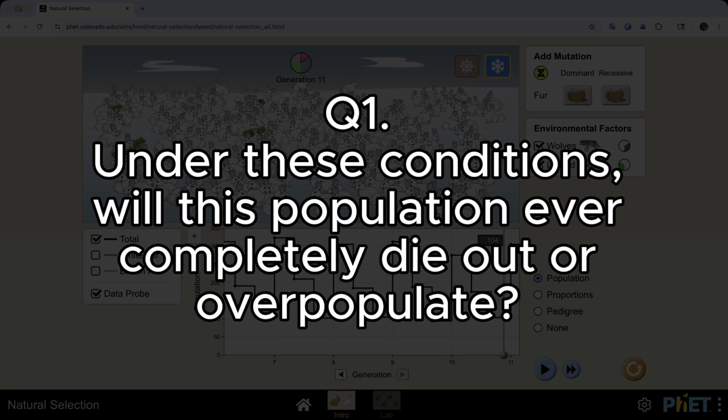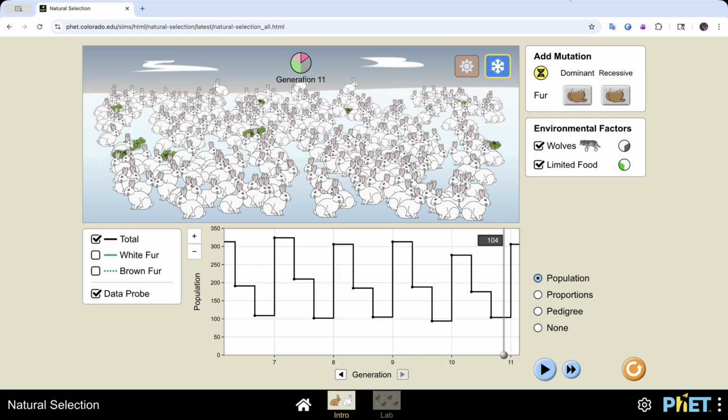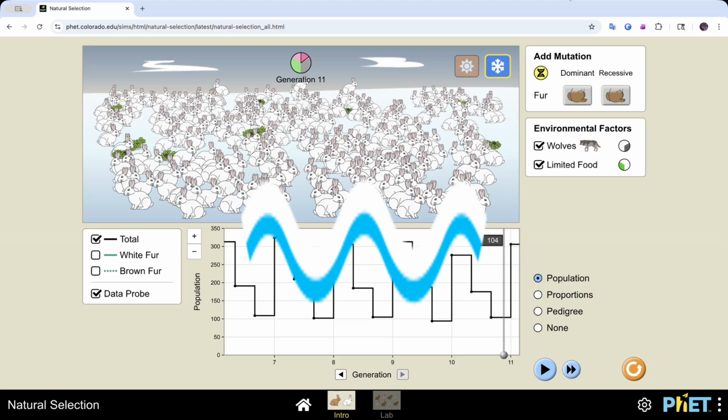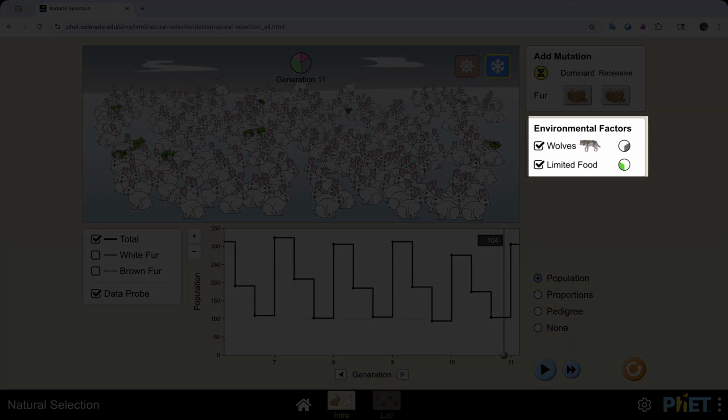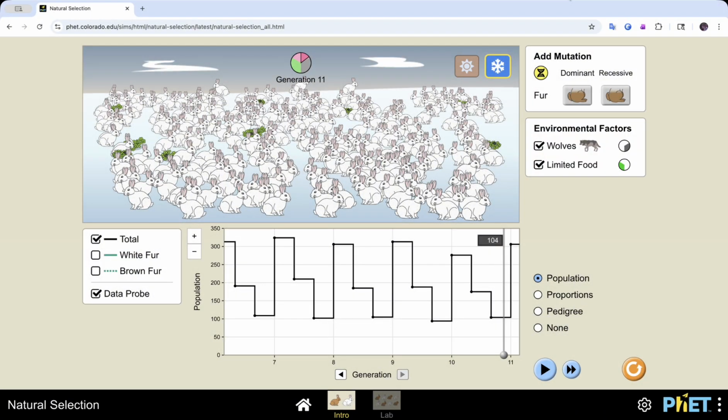Here is our first question. Under these conditions, will this population ever completely die out or overpopulate? The answer is neither. Look at the graph. The population keeps fluctuating up and down, but it never crashes to zero and it never explodes out of control. Having two limiting factors working together, wolves and limited food, creates a much more stable and balanced population than either factor alone.